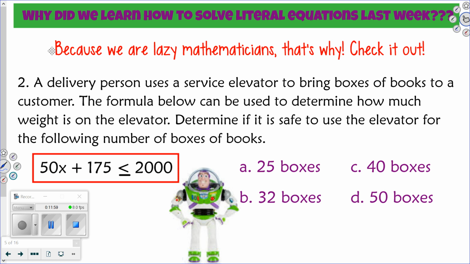What do you think the 2,000 stands for? The weight limit of the elevator. What's the 175? How much what weighs? The delivery person. And then the 50x, that's books times however many bundle or boxes I have, right? So I could plug this in, right, 25, and I can figure out what this is and see if it works. I can plug in the 32. I can figure out what that is, see if it works. Can I just solve this for x and then see what happens?